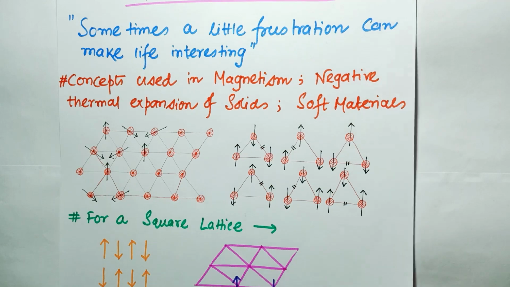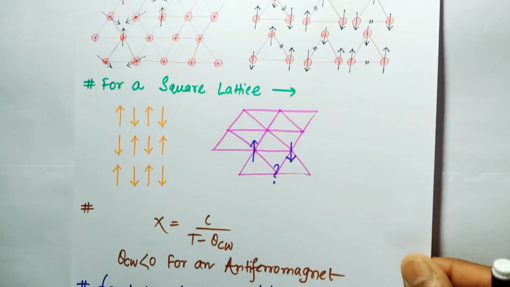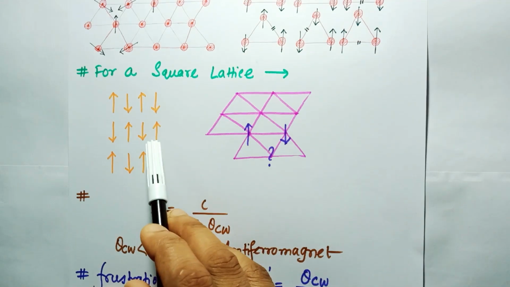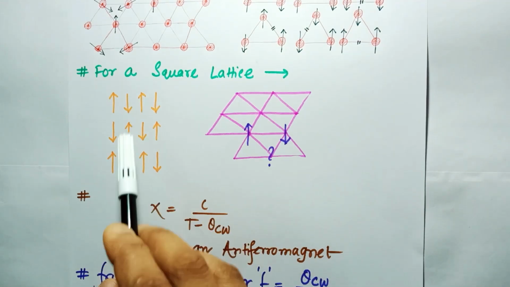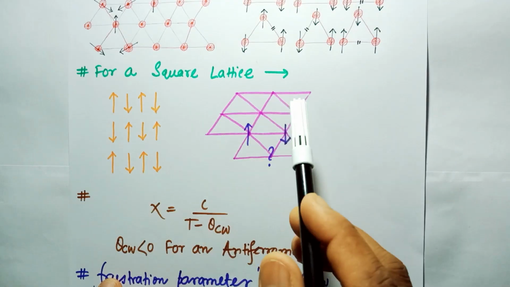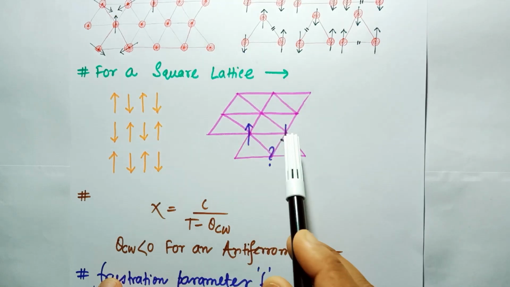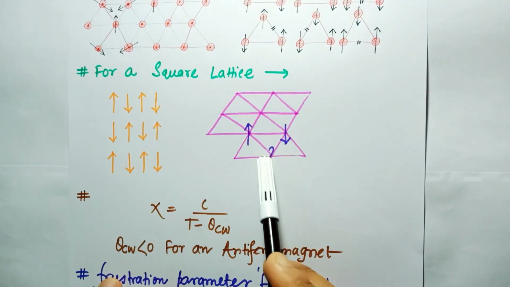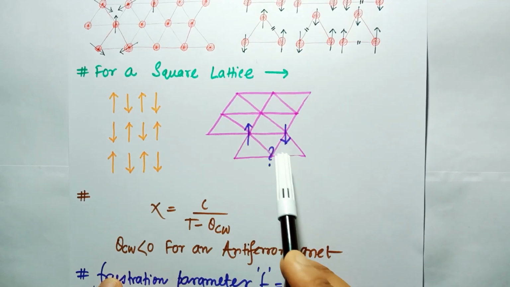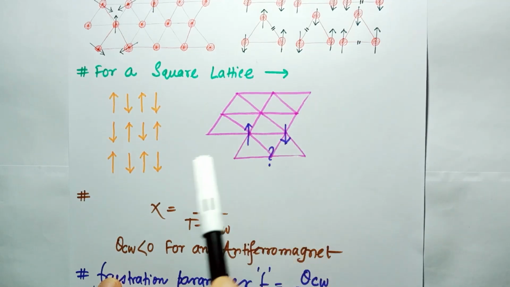Now if I consider a square lattice, each spin can be aligned antiparallel with all its neighbors, but for a triangular lattice such a configuration is impossible. For a square lattice each spin can be aligned anti-parallel to each neighboring spin. But for the triangular lattice, if this one is up, this one is down, I don't know what the direction of this spin is. If it's up, then these two are parallel. If it's down, then these two are parallel. So we can say that the system is frustrated.